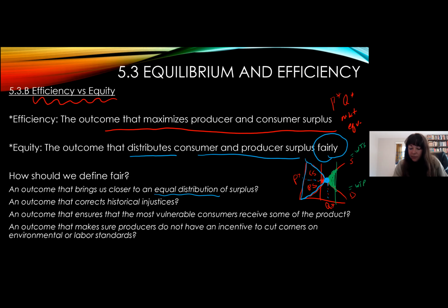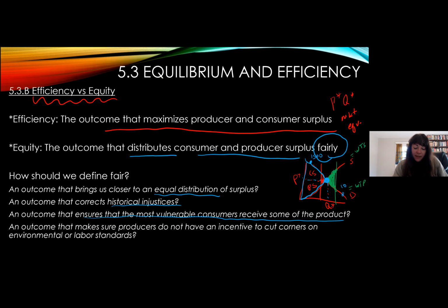So it's not just the person who's willing to pay $1,500 that gets the good, but there's somebody who's only willing to pay 10 because they don't have the money. And we think of a way to get them each what they need. Could be an outcome that corrects historical injustices, an outcome that ensures the most vulnerable consumers are going to receive some of the product. That might be fair. It could be an anti-racist outcome that tries to correct the distribution of wealth in America.